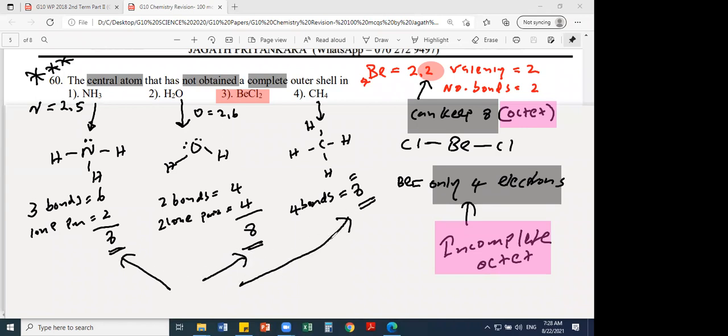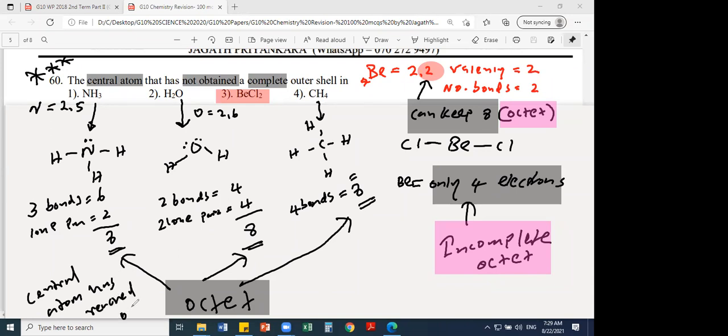But only beryllium has an incomplete octet. We call it octet; they have reached the octet. Therefore, these molecules are very stable because they have reached the octet. The central atom has reached the noble gas configuration, not the terminal atom. In a molecule, the central atom is the most important one. The terminal atom hydrogen cannot reach an octet; hydrogen can keep a maximum of 2 electrons. The central atom has reached octet or noble gas configuration.